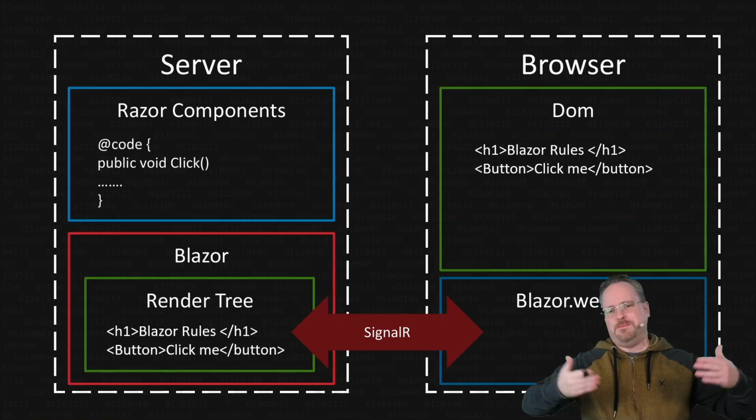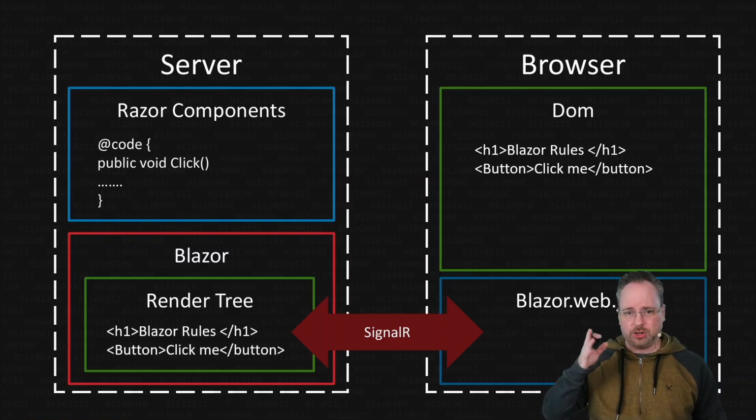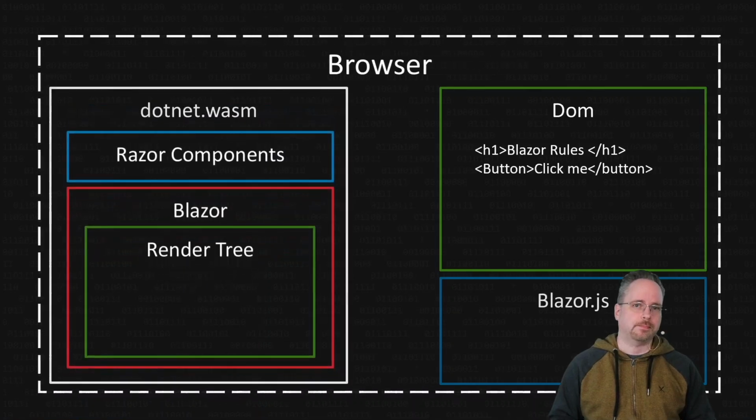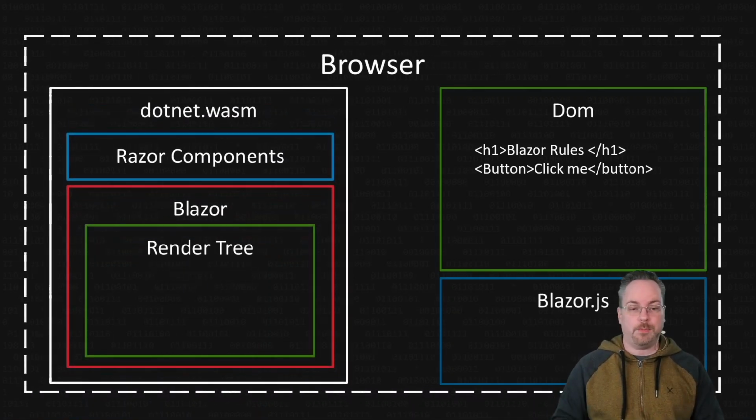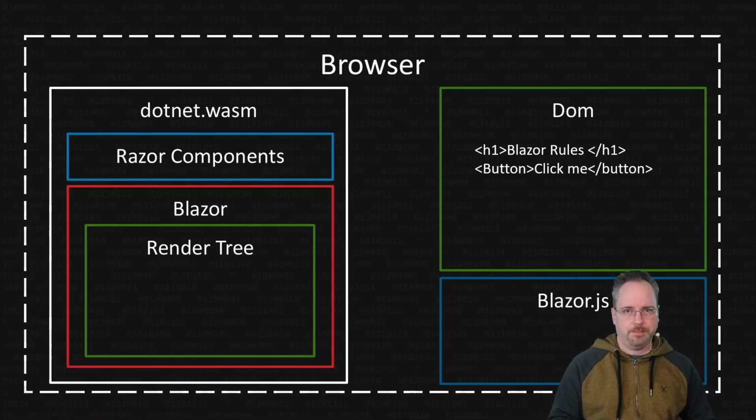So let's back up just a little bit. This is how server works, right? We had the server, we had the browser, and we had SignalR in between. So let's take a look at WebAssembly. We still have the Razor component, we still have Blazor, we still have the render tree, we still have the DOM, and we still have some JavaScript. The difference here is where it's running. We don't have the server anymore. It is now running inside of the web browser.